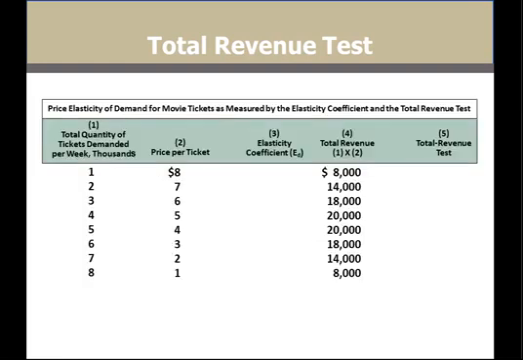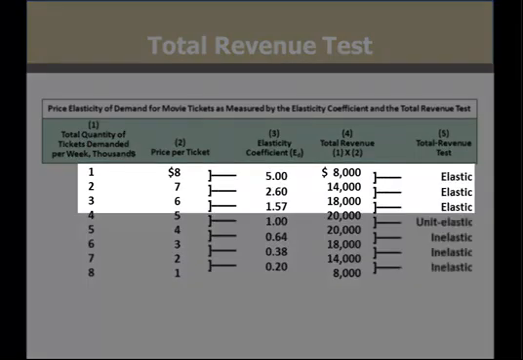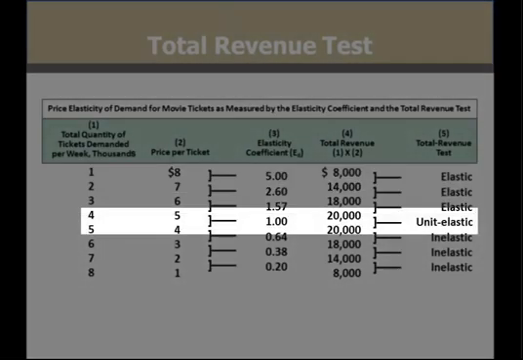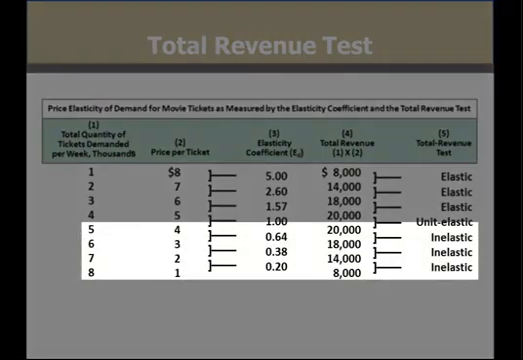Another way of visualizing the total revenue test. Notice that in the high price region, demand for movie tickets is elastic and revenues increase as the price goes down. But midway through, the demand for movie tickets is unit elastic and revenues stay the same as the price goes down. But in the lower price region, elasticities of demand are inelastic, meaning that revenues fall as the price falls.